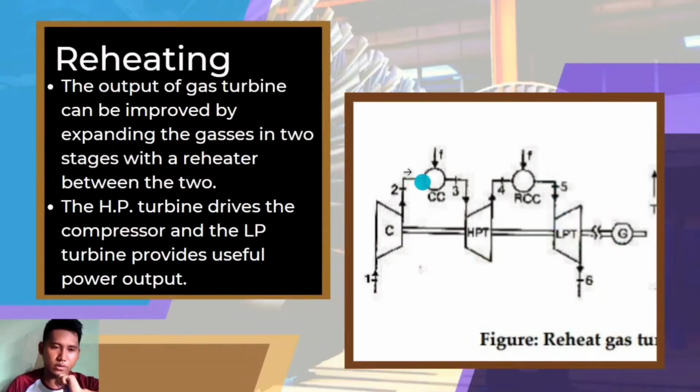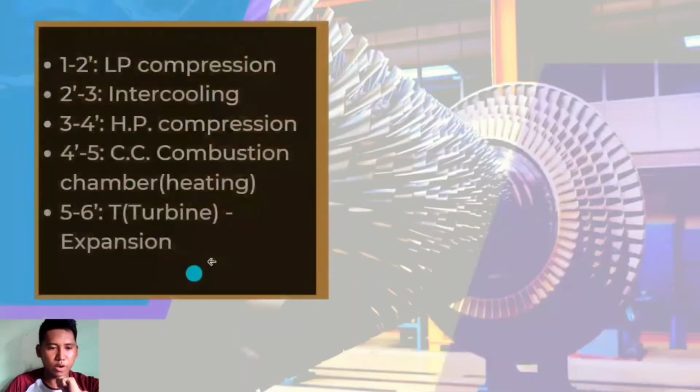Second method is the reheating. The output of gas turbine can be improved by expanding the gases in two stages with a reheater between the two. The high pressure turbine drives the compressor and the low pressure turbine provides useful power output.